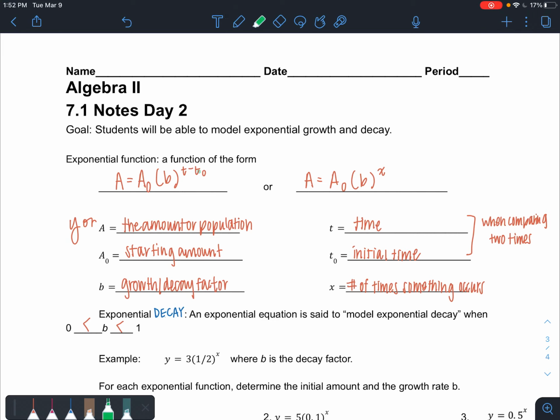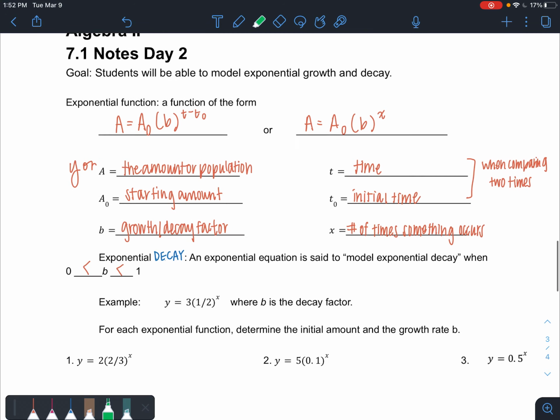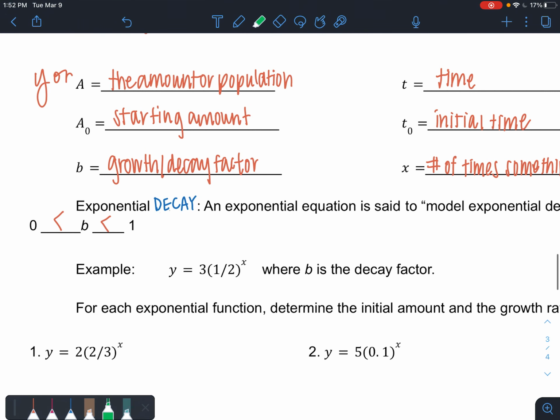So we used these equations earlier yesterday. We've got A equals A sub 0 times b to the t minus t naught, or A equals A naught times b to the x. And then we have those listed there. Of course, we use the first equation when there are two times given, and this one when there's only a number of times given. Okay, today we're talking about decay.